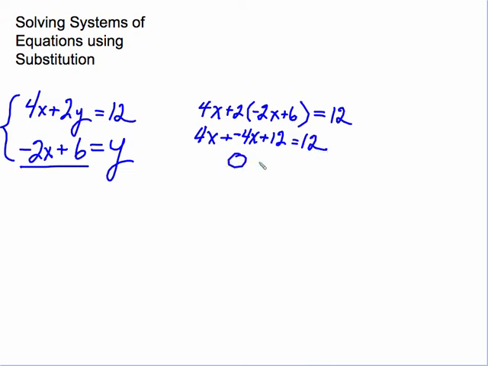4x minus 4x is 0, plus 12 equals 12. Notice that we have 12 equals 12. And if you remember when we were solving equations, when we had a situation like this, it meant that there were an infinite number of solutions. So this means two things. If you get 12 equals 12, this means that there are an infinite number of solutions.